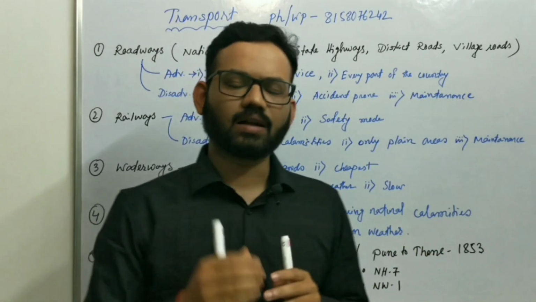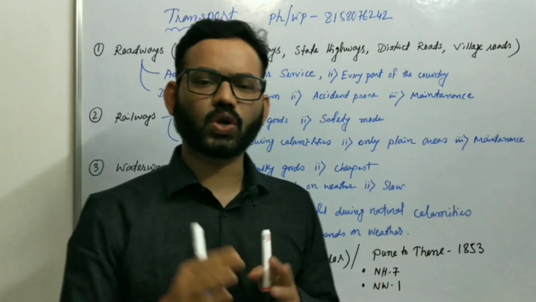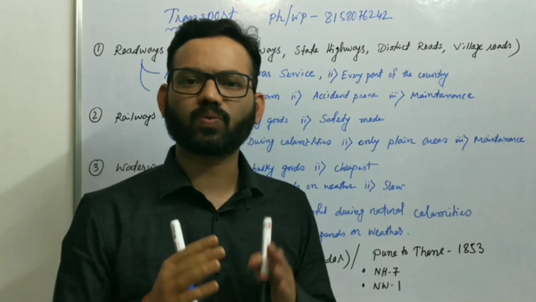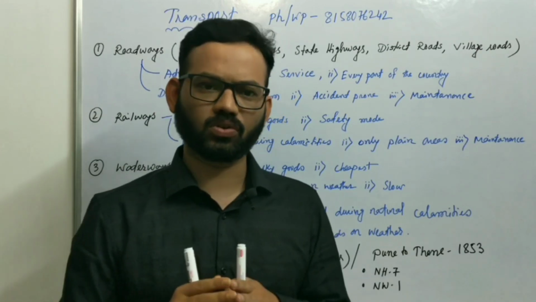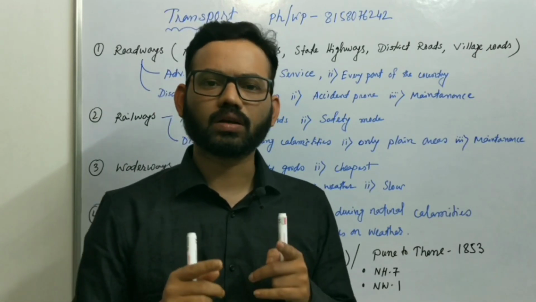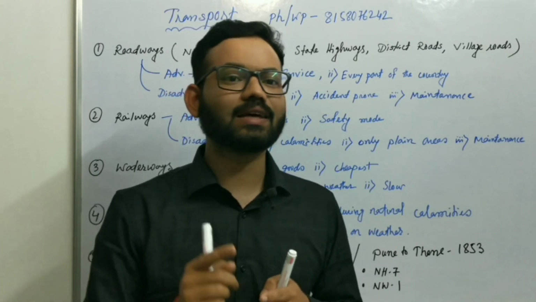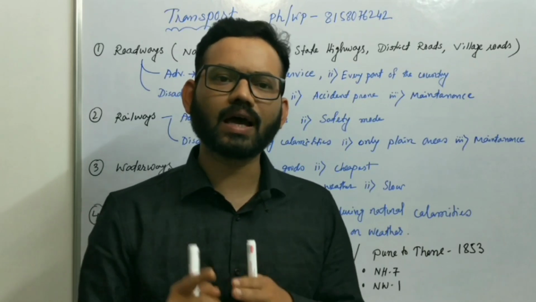Then there are three more important pieces of information about the chapter. Number one, the first railway line in India was established from Thane to Pune, or Pune to Thane, in 1853. India's longest highway is National Highway number 7. And India's longest waterway is Waterway number 1, from Haldia to Allahabad.